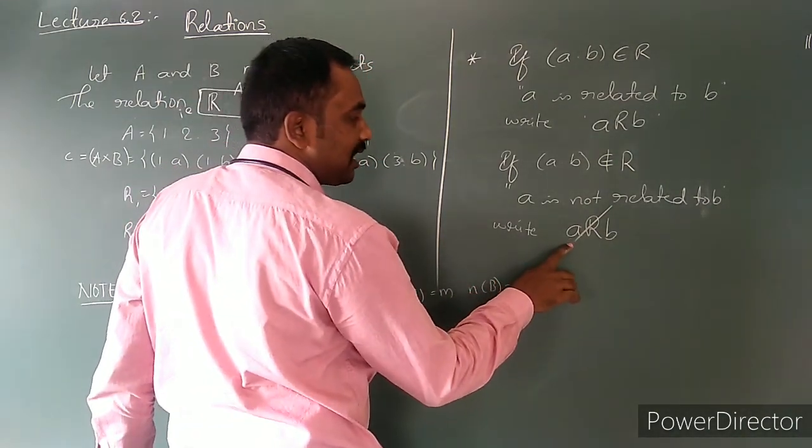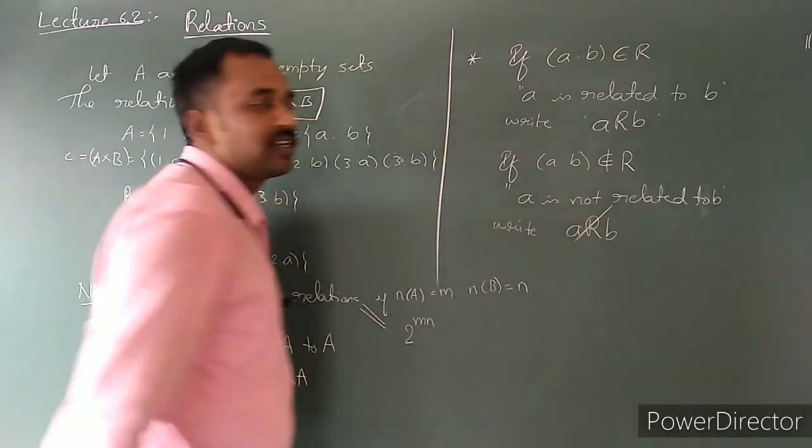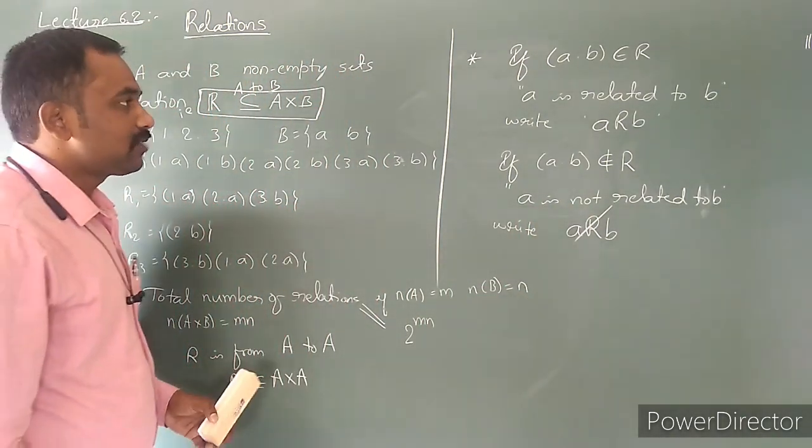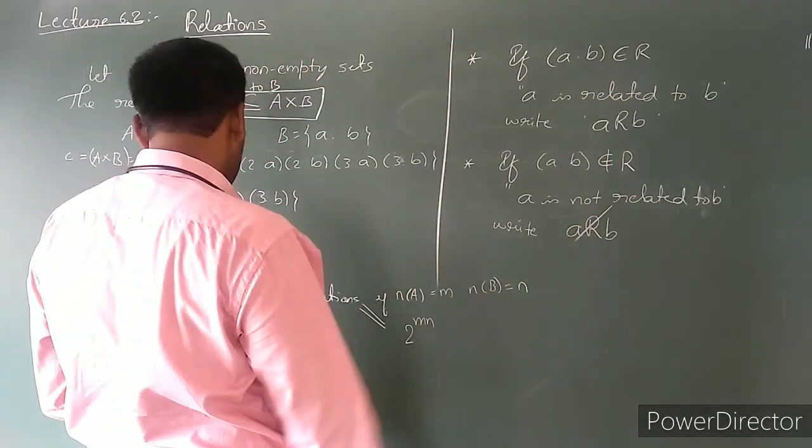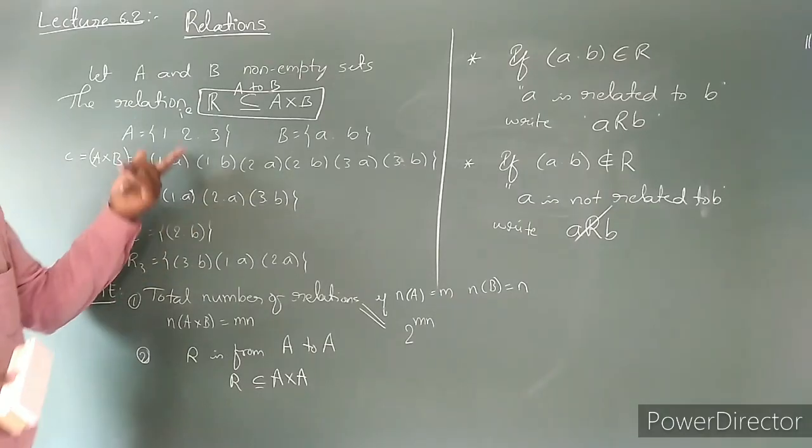How to read this one? A is not related to B. Okay. Apart from that, these are the two points. Just remember, very important points. So so far, the definition is clear.